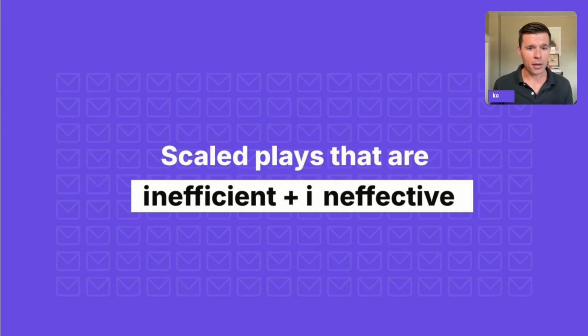And what are the old playbooks? The old playbooks are plays that we scaled that are super inefficient and super ineffective. So, like cold messaging hundreds of thousands of people all at once and just hoping that your spray and pray tactics are going to work, or just dumping hundreds of thousands of dollars into Google Ads and just hoping that something works. That is not sustainable. That is not the way that effective companies are growing anymore.